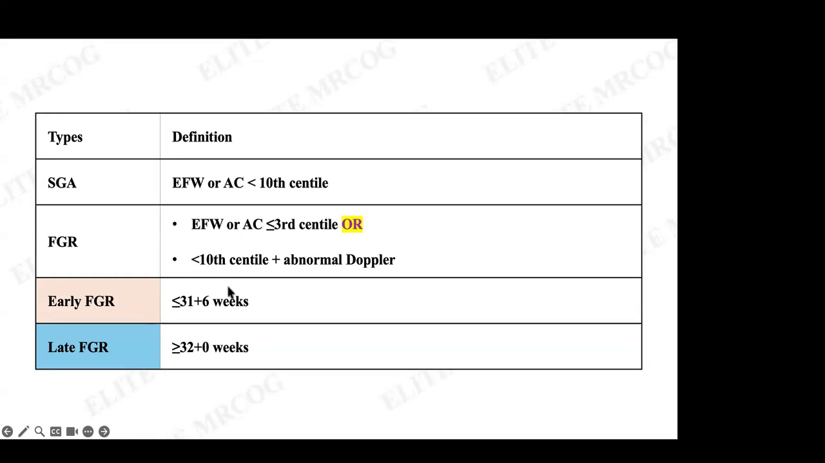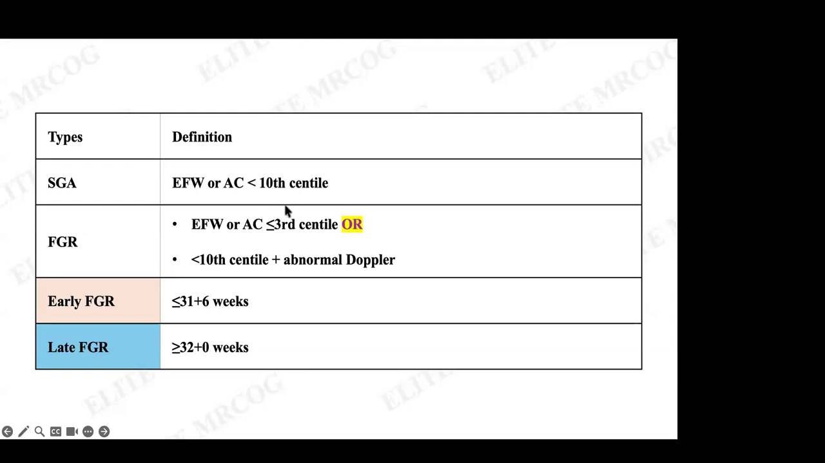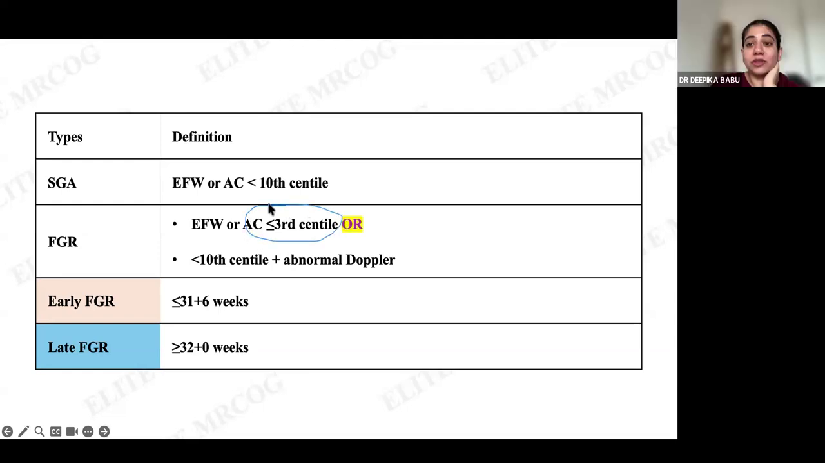If the estimated fetal weight is less than third centile, with Doppler abnormalities, we call it severe. No, no Doppler abnormalities needed. Third centile is enough for us to quote her as FGR there. You don't have to have any Doppler abnormalities at all.